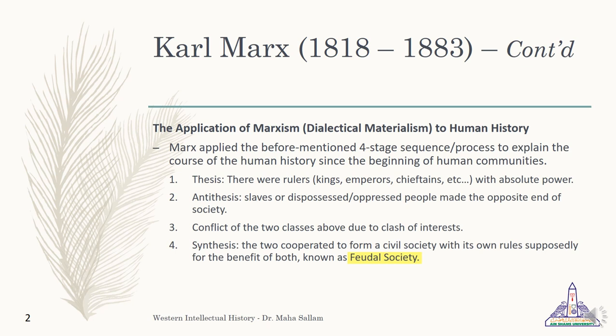Of course, there is a sort of conflict between the two classes mentioned above, and this conflict is the result of the clash of interests between them. Whatever will benefit the rulers does not necessarily benefit the dispossessed, and vice versa. And then we come to the fourth step, synthesis, when the two decide to cooperate together, forming a civil society and to put down the rules of the society, and this was known as the feudal society.